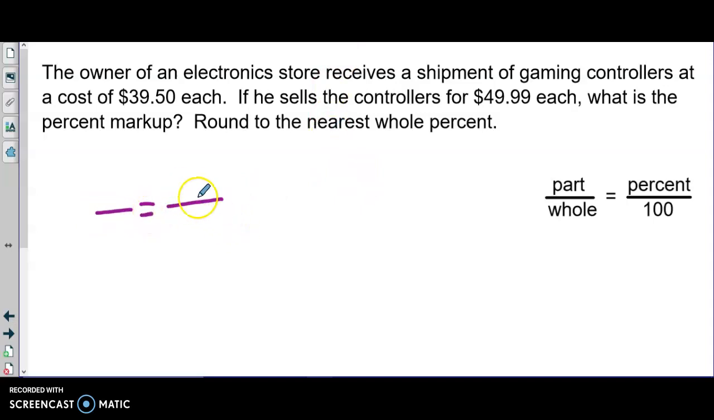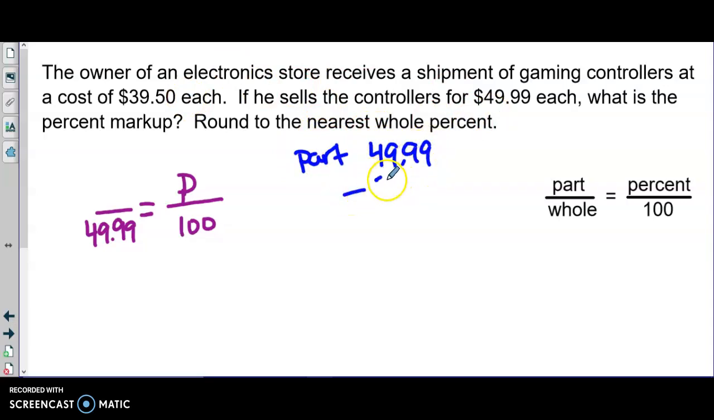I usually like to put percent in first, but in this case, we don't know the percent. So I'm going to put a P over 100, and then I'm going to ask myself, what's the part and what's the whole? Be really careful with a markup or a markdown. The part is not the smaller number. The whole is still the total, the bigger number, $49.99, but the part, you have to subtract those two to figure out the part. So you have to take $49.99 and subtract off $39.50.